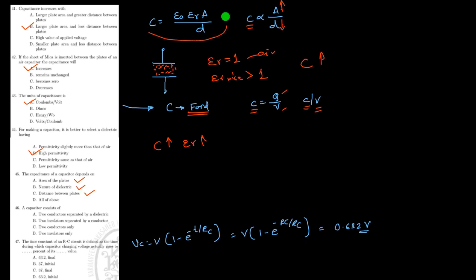As we discussed, C is equal to E0 ER A upon D. So it depends on the material, on the cross-sectional area of the plate, and it also depends on the distance. So all of the above options are correct.